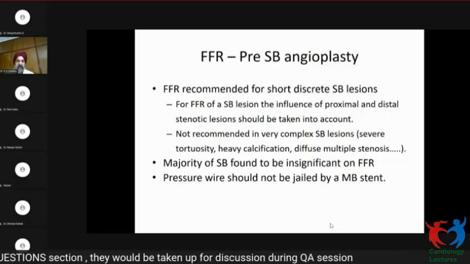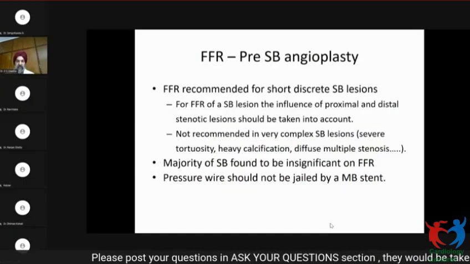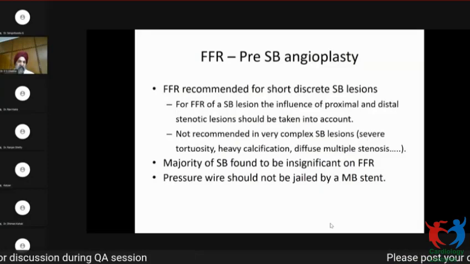And while doing the FFR, you should also keep in mind that the proximal stenosis in the main branch can have an effect, so you must nullify that. Clinical studies have shown that if you apply FFR, the majority of these side branches are found to be insignificant, especially in the LAD and circumflex territory.